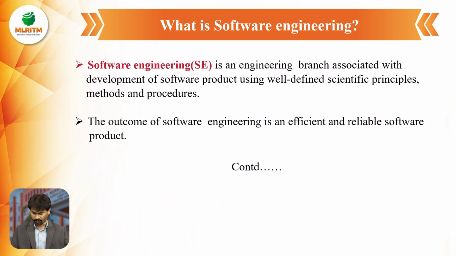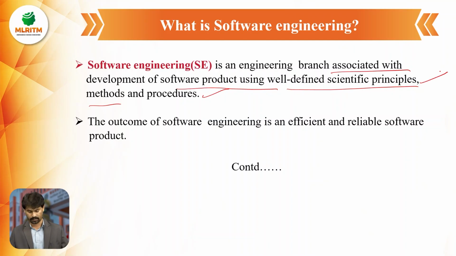And next, what is software engineering? Software engineering is an engineering branch associated with the development of software products using well-defined scientific principles, methods and procedures. Suppose you want to develop any one product. For that, what kind of skills are required? Well-defined scientific principles, methods and procedures are required to develop one software product. What is the outcome of software engineering? The outcome of software engineering is an efficient, reliable software product.